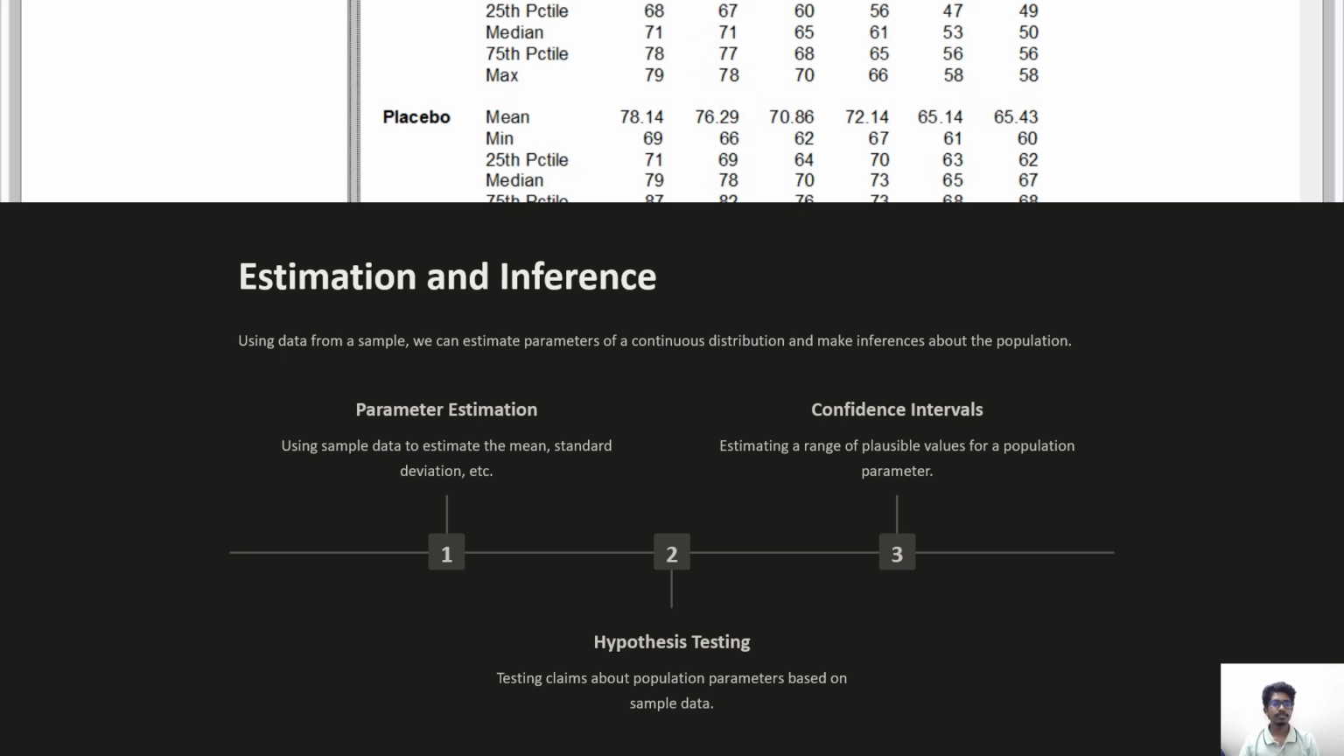Estimation and inference. Using data from a sample, we can estimate the parameters of a continuous distribution and make inferences about the population. Parameter estimation is using sample data to estimate the mean and standard deviation, etc. Hypothesis testing is testing claims about population parameters based on sample data. And confidence intervals estimate a range of possible values for a population parameter.